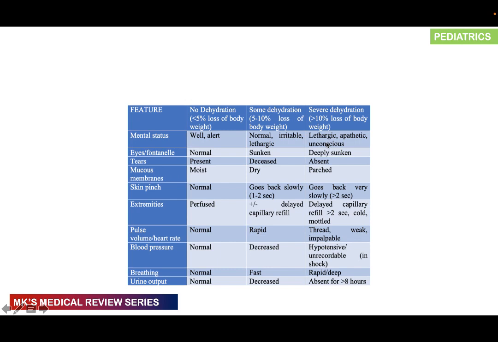It's very, very important that you look at the mental status. So mental status plus one of the following things will give you the hint that this child has dehydration or they don't. And the things that you would actually look for that are very important are the mental status, the capillary refill time, and the urine output. So in terms of the eyes, they are normal with no dehydration, sunken with some dehydration, deeply sunken with severe. Their tears are present with no dehydration, decreased in some, and absent in severe. Moist mucous membranes with no dehydration, dry with some dehydration, parched with severe dehydration.